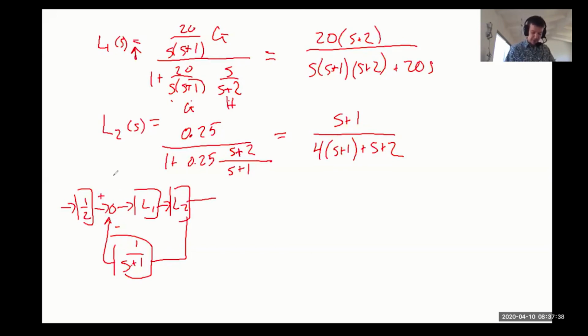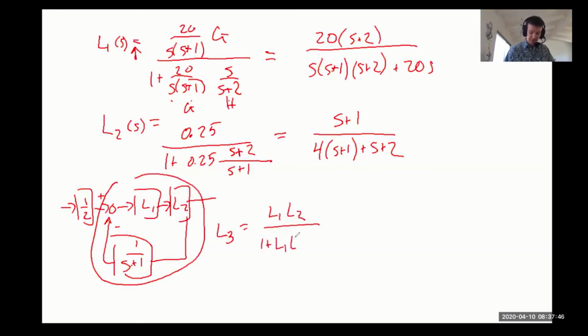So if you like, we can call this loop 3, which is going to be L1, L2 over 1 plus L1, L2 times 1 over s plus 1. Now, L1, L2 is a really complicated expression because it takes this polynomial and multiplies it by that polynomial, or that fraction by that fraction.